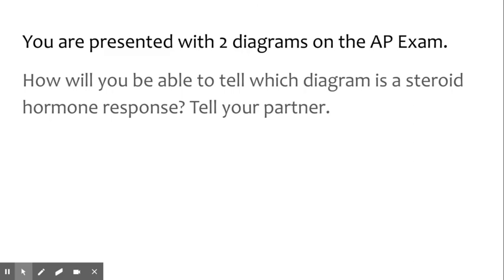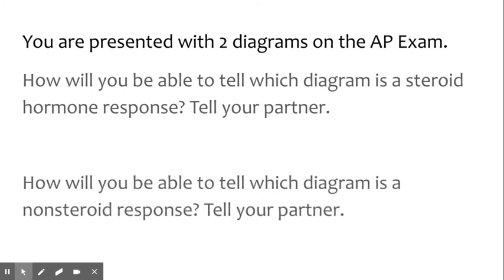So if you have someone in your house to tell, go ahead and do that, or just say it out loud. Tell your dog, tell your cat, whatever. We'll just take a moment for you to explain. And then conversely, how would you be able to tell which diagram is a non-steroid response? And again, if you could say that out loud or tell a living organism in your household how you'd be able to differentiate between the two.